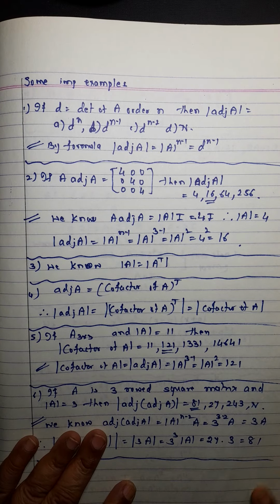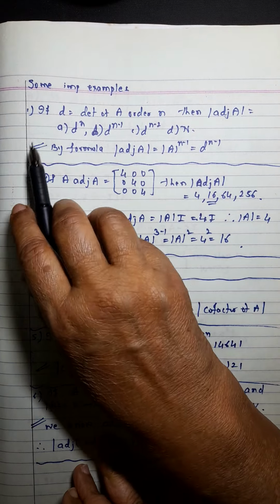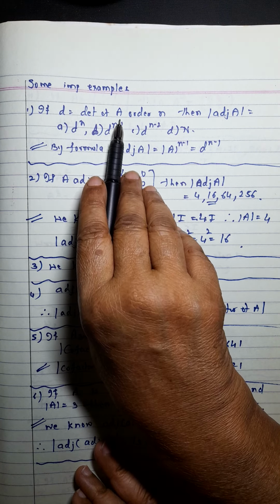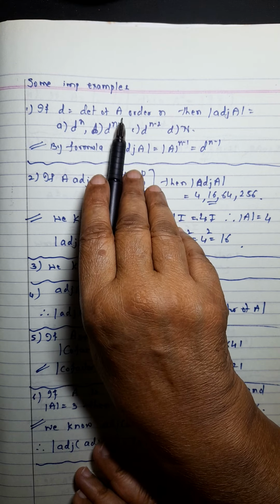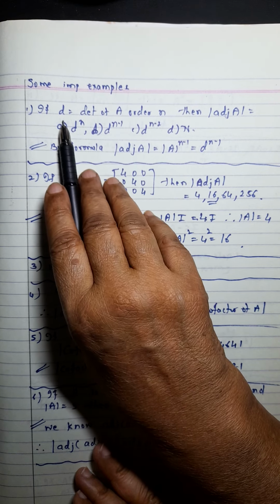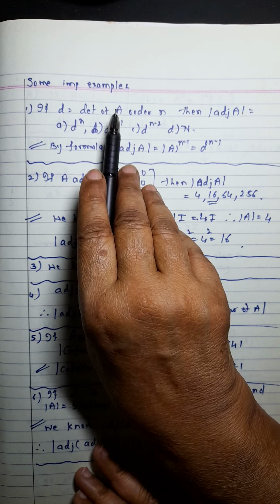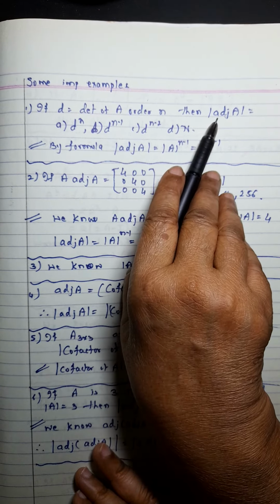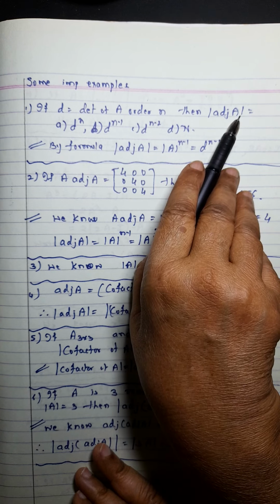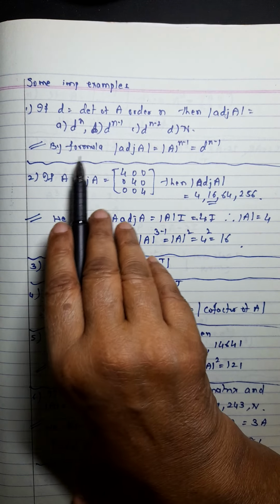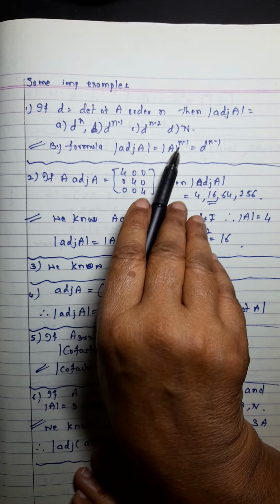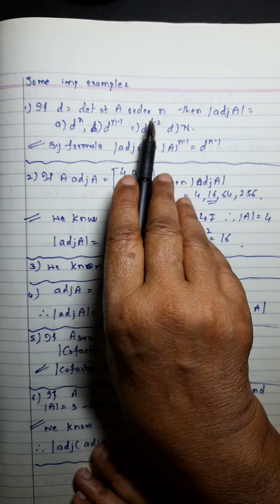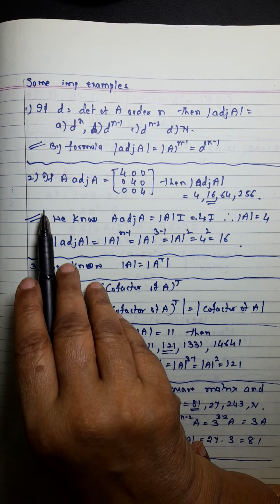Some important examples from the papers I will take. These are from CET also. If matrix A is of order n and the determinant of A is D, then what is the determinant of adjoint? Which answer is correct? By formula, you know this is determinant of A raised to n minus 1. It will be D raised to n minus 1. If it is order 3, it will become 2.